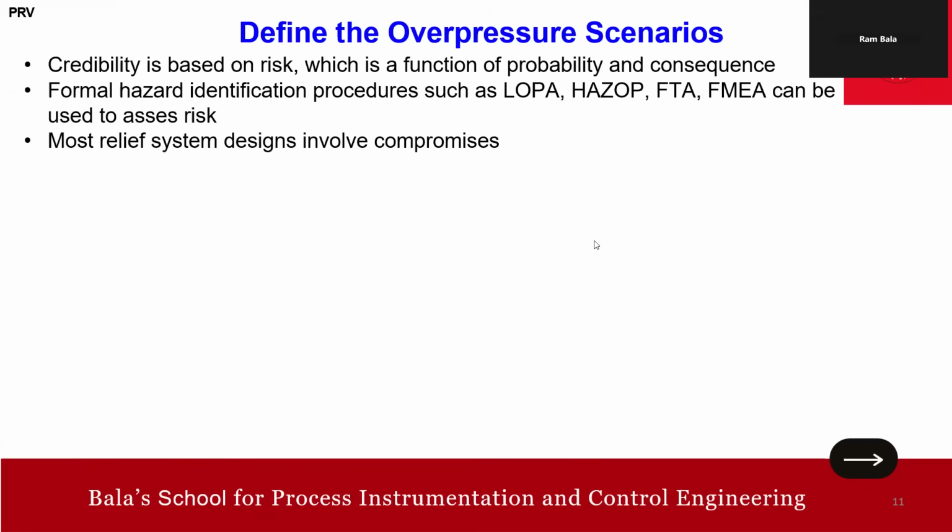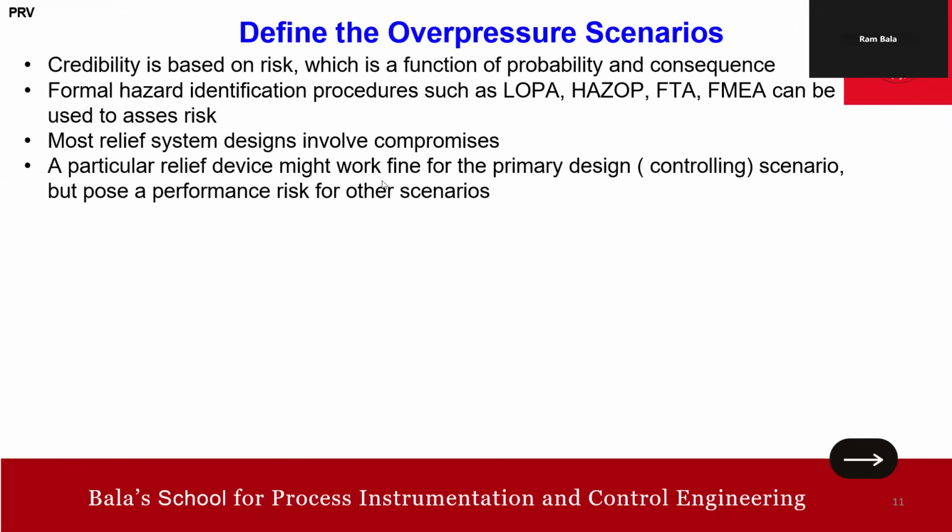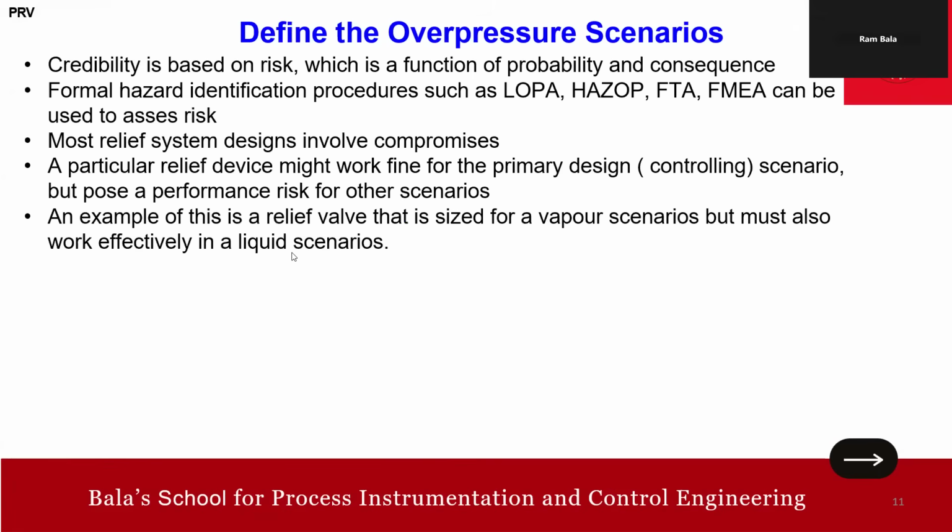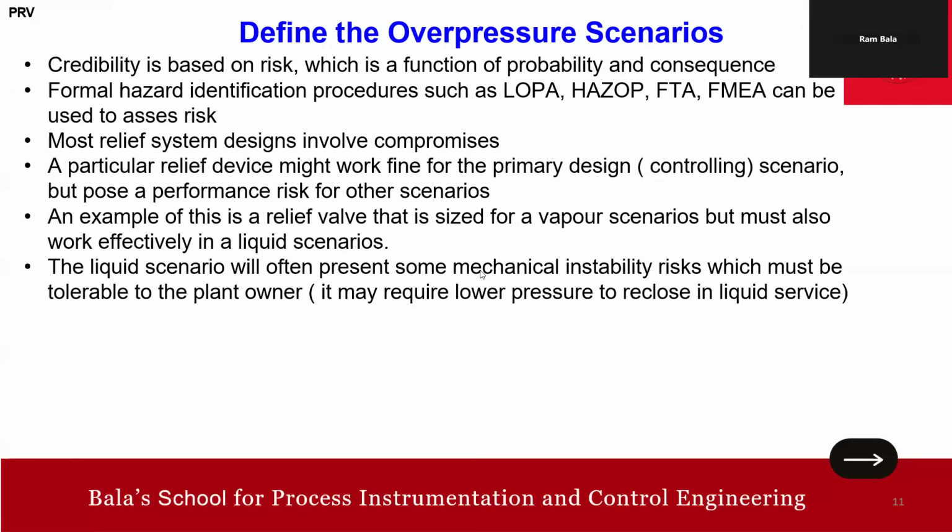Most relief designs also involve some compromises. Compromise in the sense that a particular relief device might work fine for a primary design scenario, meaning for controlling, but it poses a performance risk for the other scenario. For example, a relief valve that is sized for a vapor scenario must also work effectively in a liquid scenario. The liquid scenario will often present some mechanical instability risk, which must be tolerable to the plant owner. It may require lower pressure to reclose in liquid service. So that is also something we need to watch out for.